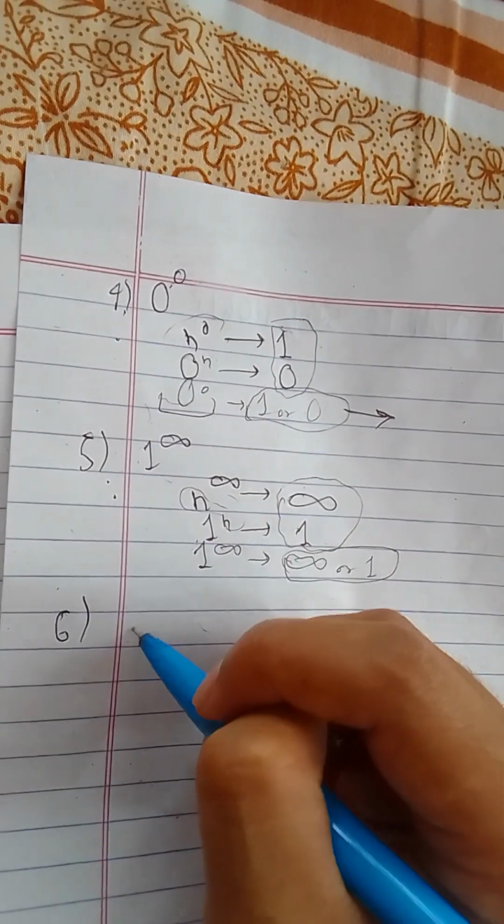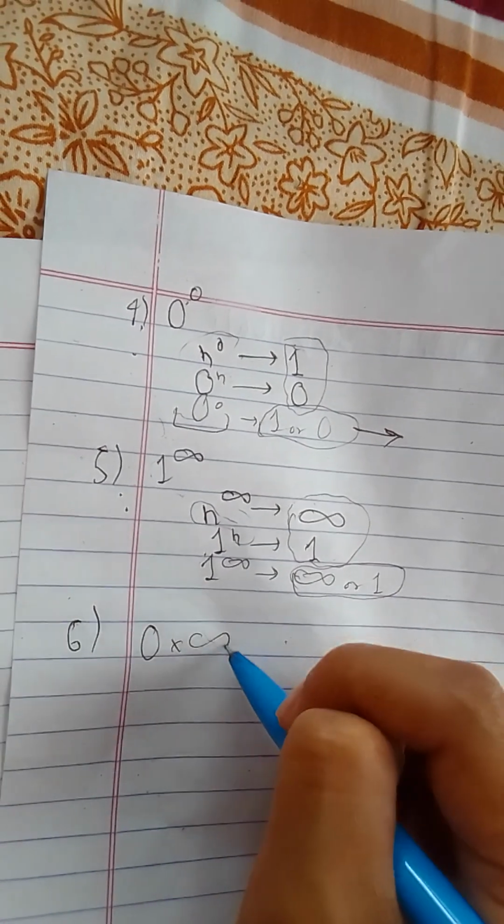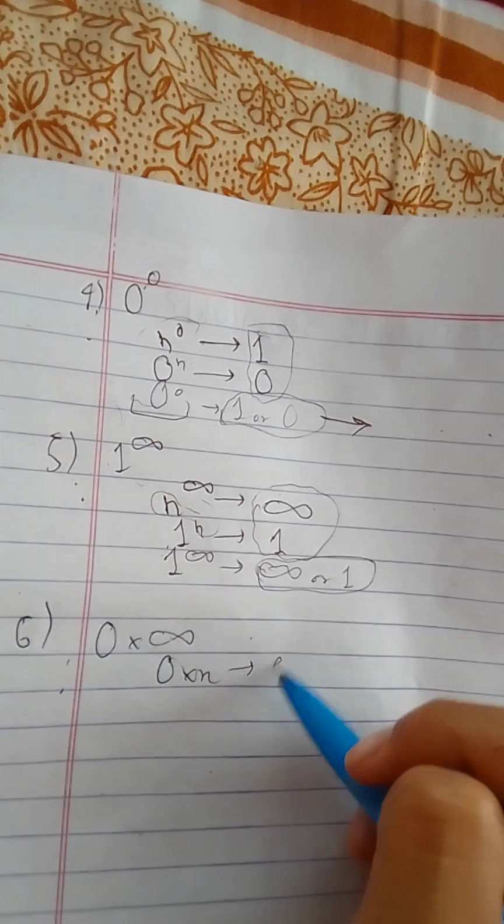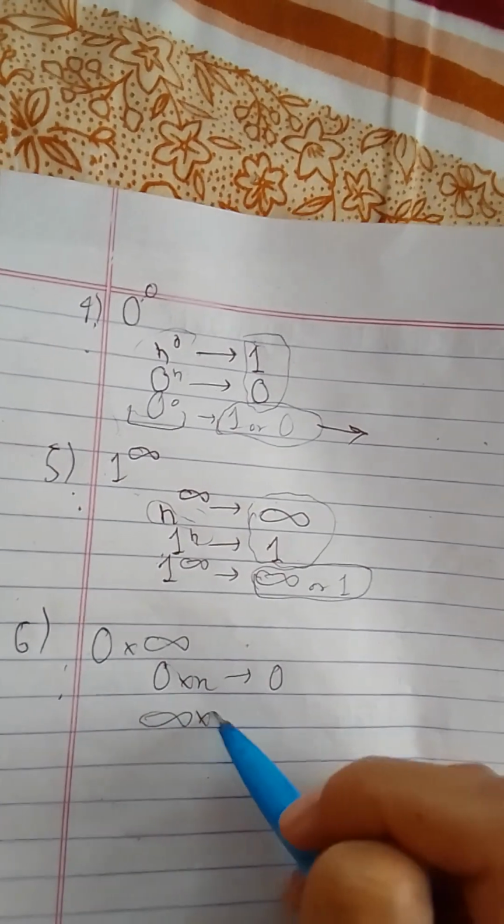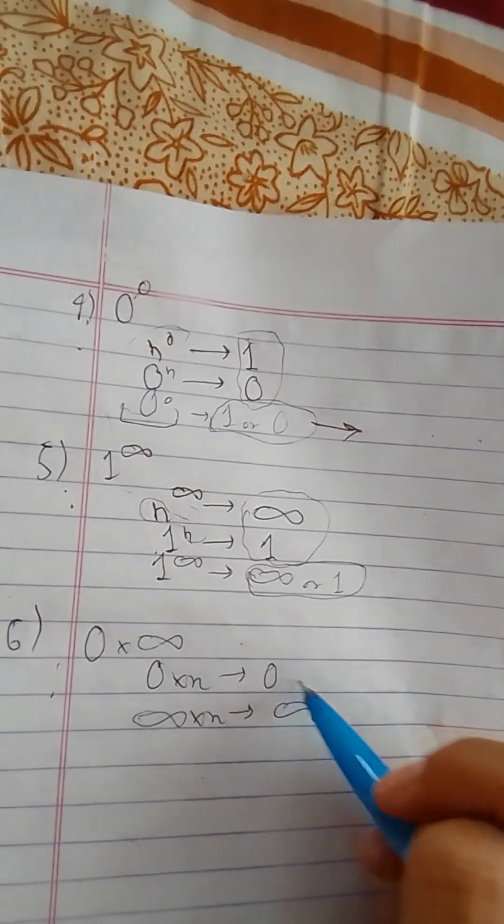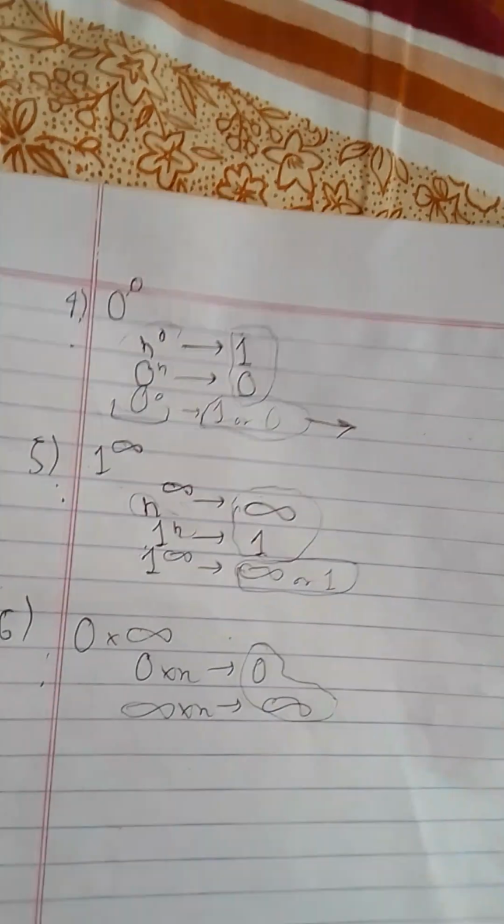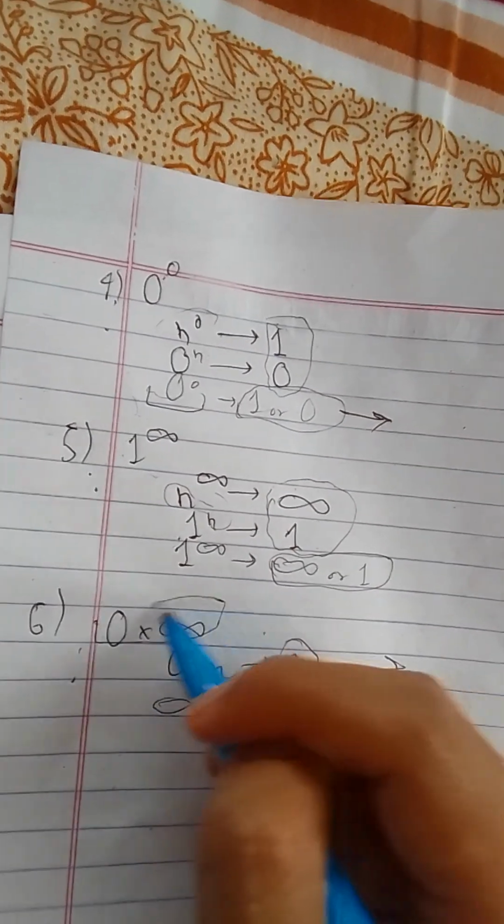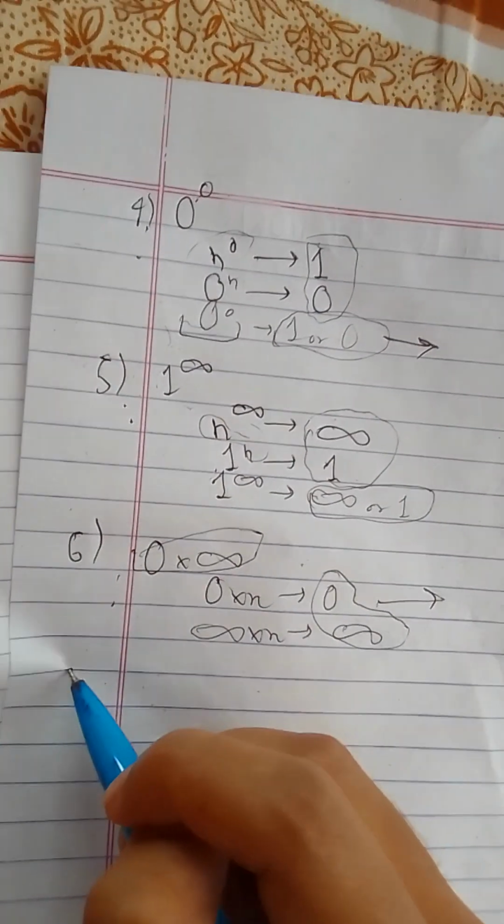Next we have 0 multiplied by infinity. Again we have that 0 times any number is 0, while infinity times any number is infinity. We don't know if it is 0 or infinity. It cannot be determined, hence 0 into infinity is an indeterminate form.